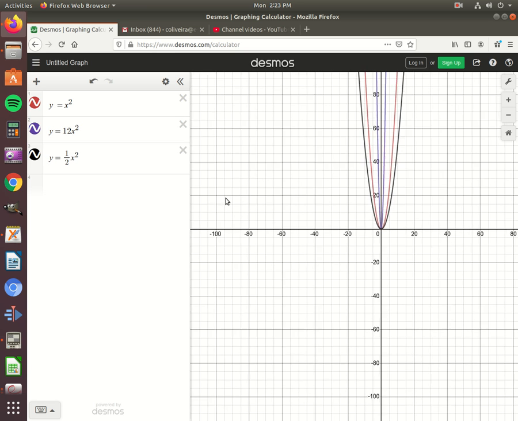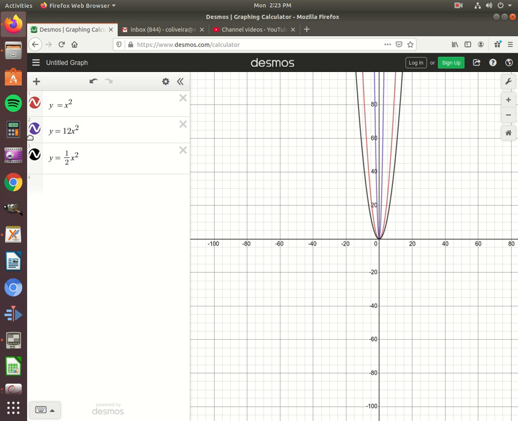So you can see what's going on here, right? You can see that the higher I make the absolute value, the steeper it gets. Whereas the lower I make the absolute value, the flatter it gets.